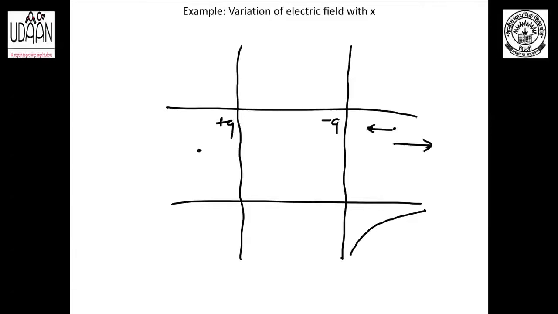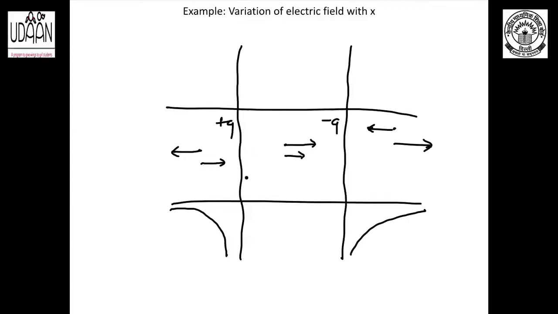Now let us consider this region. Here the force due to plus Q would be in the negative direction and due to minus Q would be in the positive direction. However, the force due to plus Q would be more as the distance is less, so the net field would be in the negative x direction. In the middle region, we will have the field due to plus Q in the plus x direction as well as due to minus Q in the plus x direction. So, the net electric field would be in the plus x direction.